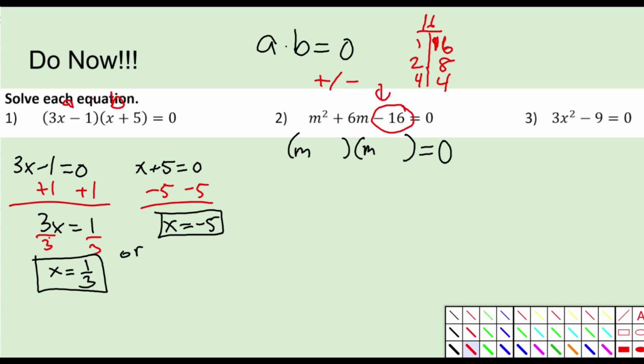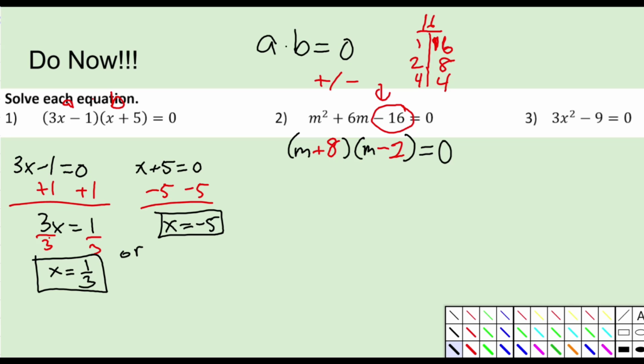But remember that I need to make a 6m. So the 8 and the 2 looks like that'll work. So 8 and 2. And now is when I would check my signs. Again, remember, I need a positive 6. So that means I'm going to have to have a positive here and a negative here. You can check your work real quick if you need to.